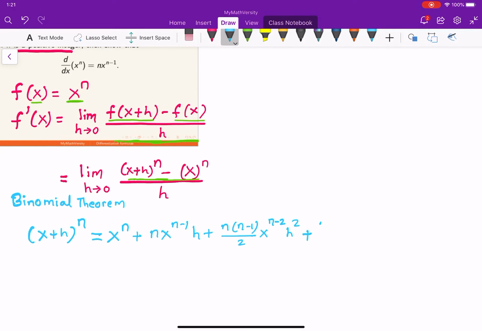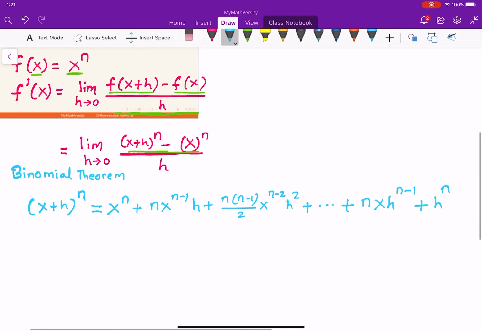plus, and then we continue the terms like that, dot dot dot, and then plus n times x times h to the power n minus 1 plus h to the power n. So this is how we can expand an x plus h to the power n kind of term. Okay, so if that is the case, why don't we use this expansion on the top of this difference quotient, and then try to see if we can simplify this. Okay, so let's try to do that.